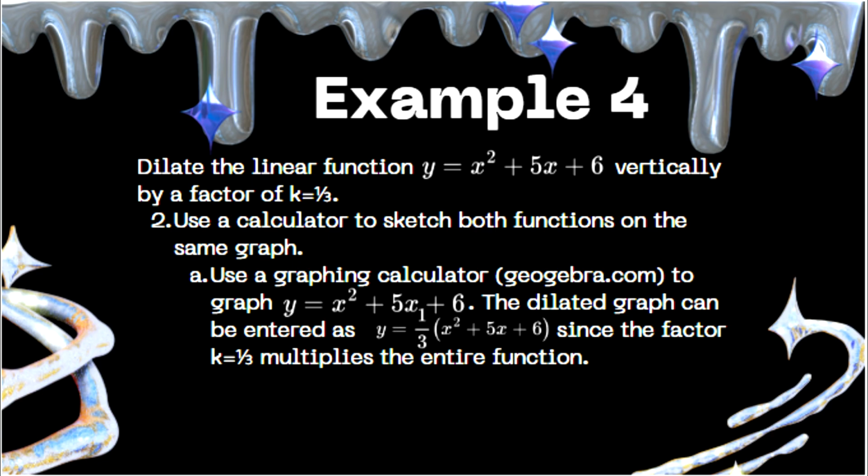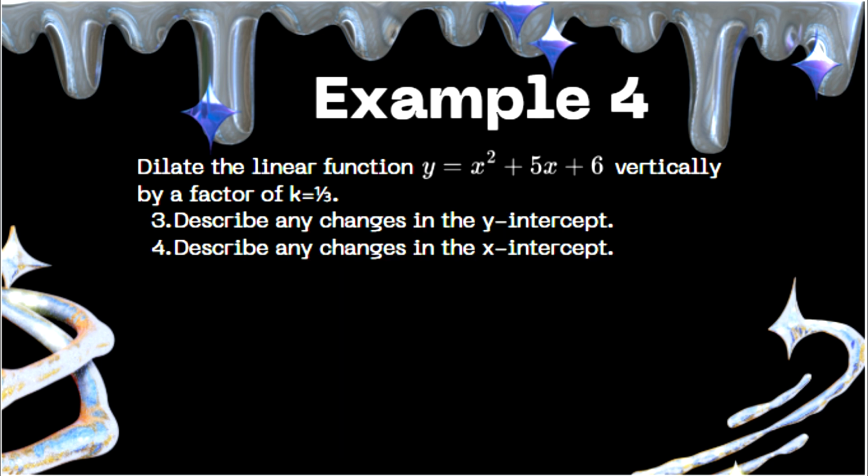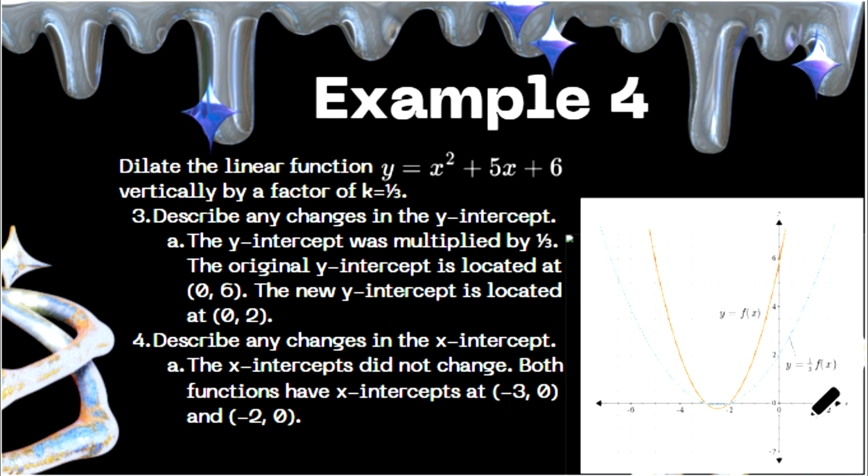I'm not going to bother to do that right now. I just showed you how to do it, and you only need to be able to do it once, so don't worry. And then describe any changes in the y-intercept and in the x-intercept. So this is what your two graphs are going to look like. Okay, the y-intercept was multiplied by 1/3. So the original y-intercept is located at 0, 6, clear up here. And the new y-intercept is located at 0, 2. And that makes sense because 6 times 1/3 is 2. Right? The x-intercepts did not change. Both functions have x-intercepts at -3, 0 and -2, 0.